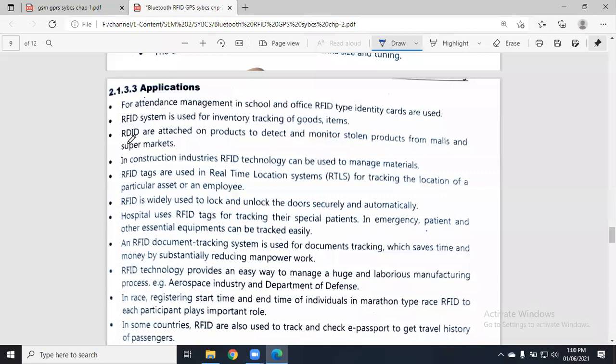In case of RFID tags which are attached on a device or on a product, you can easily detect the location where it is right now. In the construction industry, RFID technology can be used to manage materials. So if you're constructing a building or something like that, you can use RFID technology.